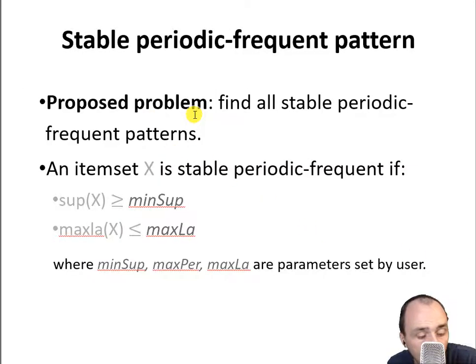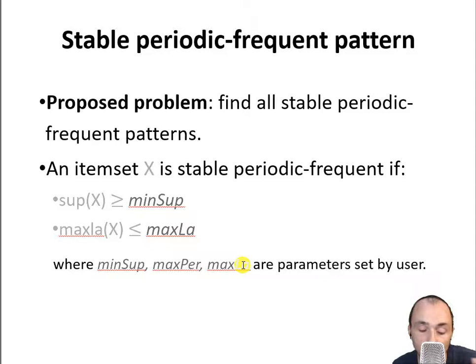Okay, so for the new problem we define, now I give you the more formal definition. We want to find all the patterns we call stable, periodic, frequent patterns. What is this? We say an item set X is a stable, periodic, frequent item set if the support is greater than some minimum, the frequency, for example, it appears at least 4 times, and the maximum liability is smaller than some maximum. So in total we have 3 parameters: the minimum support, the maximum periodicity, and the maximum liability.